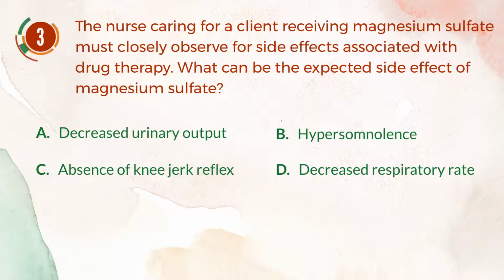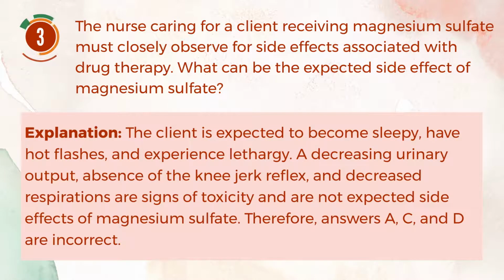The correct answer is B. Hypersomnolence. Explanation. The client is expected to become sleepy, have hot flashes, and experience lethargy. A decreasing urinary output, absence of the knee-jerk reflex, and decreased respirations are signs of toxicity and are not expected side effects of magnesium sulfate. Therefore, answers A, C, and D are incorrect.